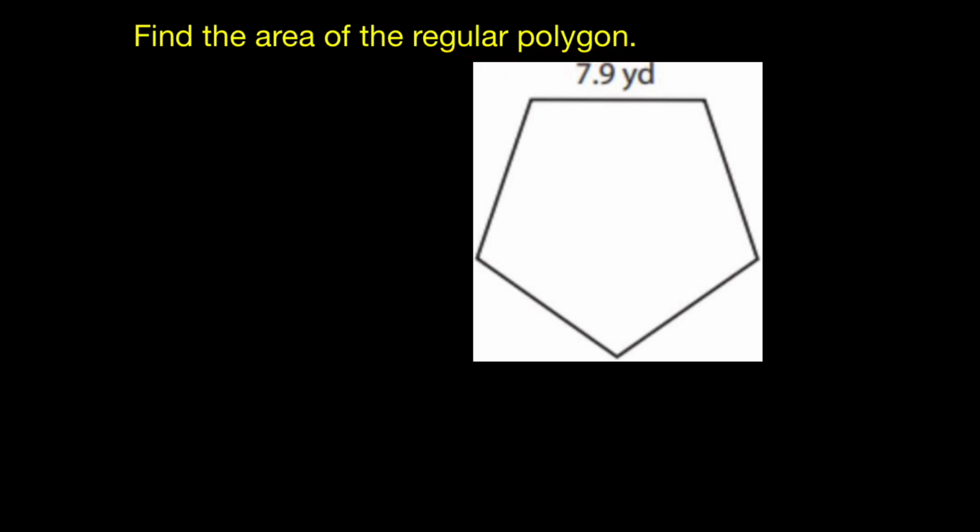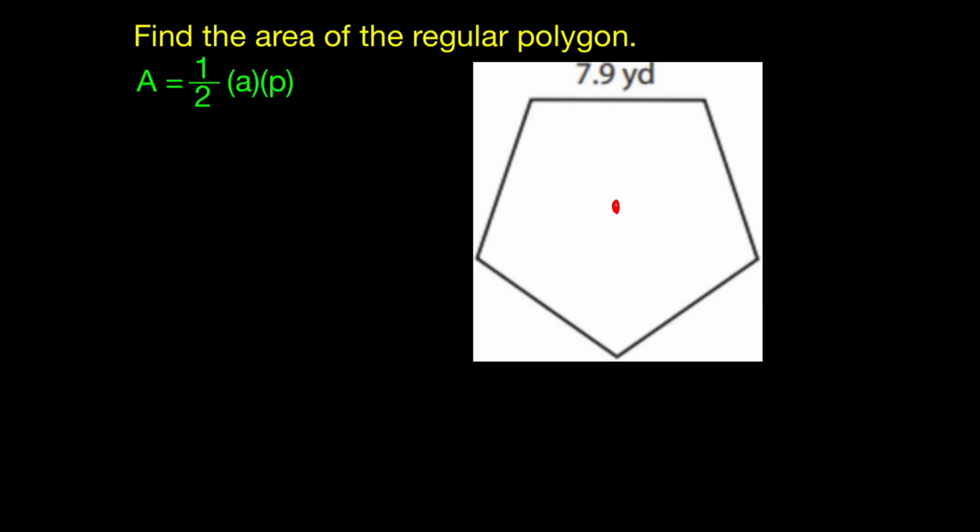Find the area of the regular polygon. I can calculate the area of any regular polygon by multiplying 1/2 with its apothem and its perimeter. For this polygon, we don't have the apothem, so that's the first thing that I'm going to have to obtain.